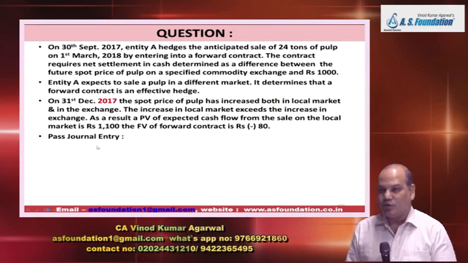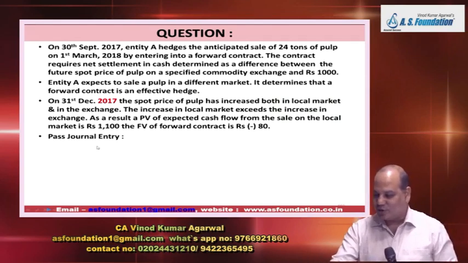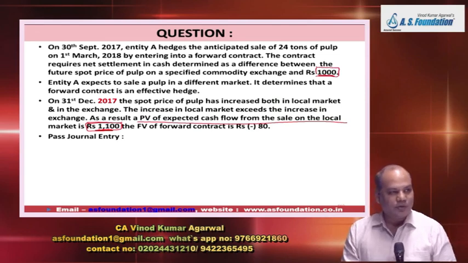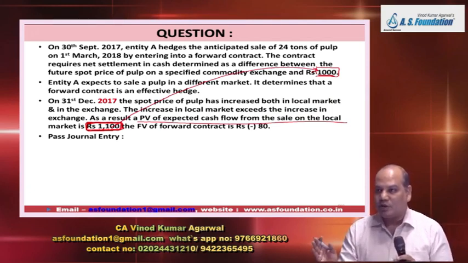Half of the world has not understood what this question is. A normal layman will not understand the question. What is the change in the present value of expected cash flow from the sale in the local market? Earlier I was expecting that it will be sold for 1000 rupees. But now the change in the price is such that the present value of expected cash flow is 1100. So how much is the change in the present value of cash flow from the underlying sale contract? 100 rupees, not 1100 rupees.